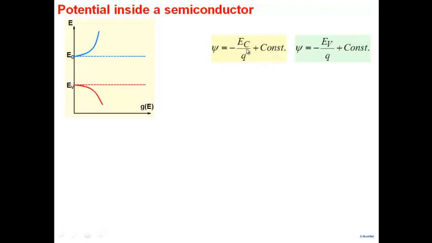So minus EC by Q, you can write it as minus EV by Q plus constant. I can even write it as minus EI by Q. Where is EI? Right in the middle. So I can even write it as minus EI by Q plus constant here. So any of these definitions can be used for potential. You're free to say psi is minus EC by Q, or psi is minus EV by Q plus constant, or minus EI by Q plus constant. Any of them is fine for you.